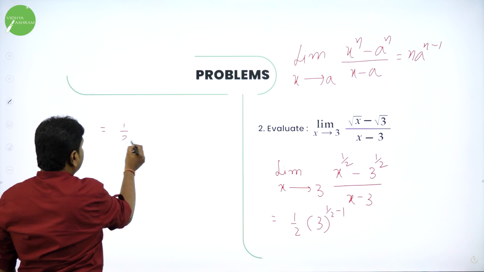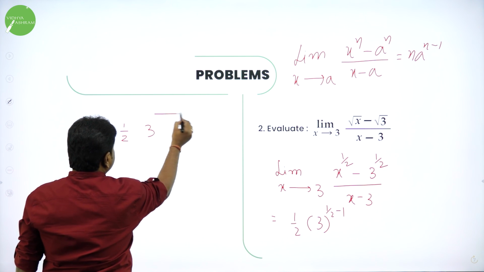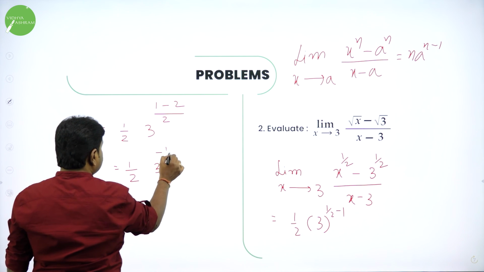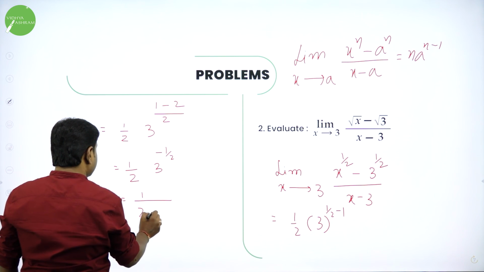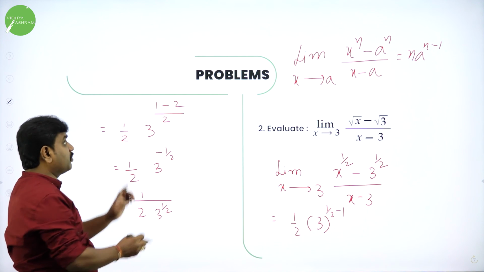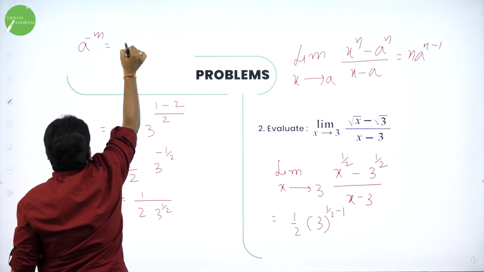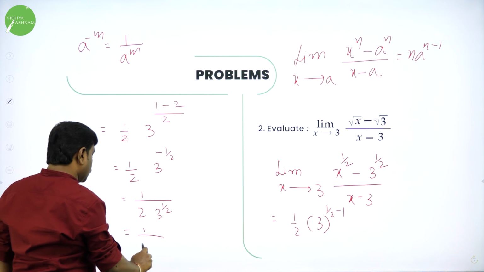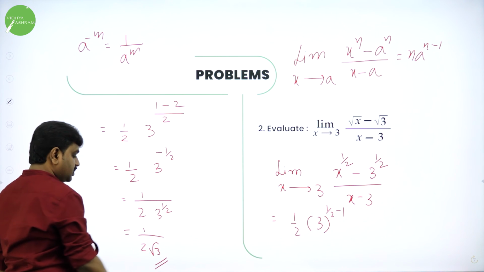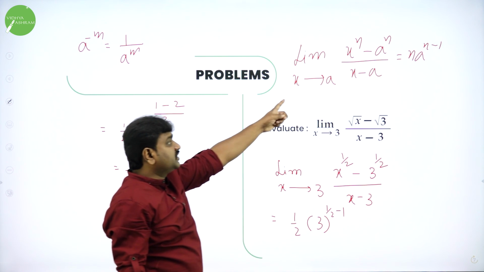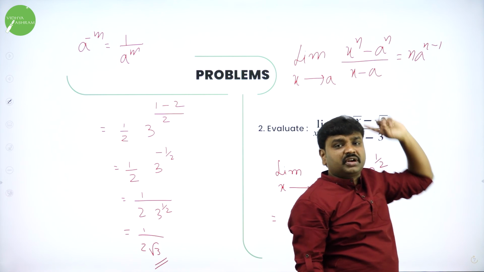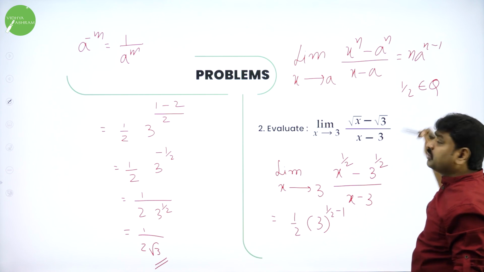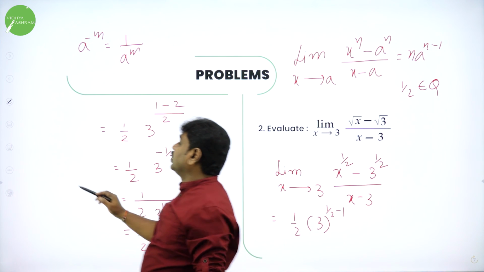Simplify this further. That is half into 3^(1/2 minus 1); take LCM, 1 minus 2. So it becomes half into 3^(minus 1/2), or can I write 1 by 2 times 3^(positive half)? All of you know a^(minus m) can be written as 1 by a^m. Transfer it down. So, or can I write it as 1 by (2 root 3). That's it. So, limit x tends to a, (x^n minus a^n) by (x minus a) is n into a^(n minus 1). Here n is half, which is a rational number. The theorem is also true for rational numbers. Next.